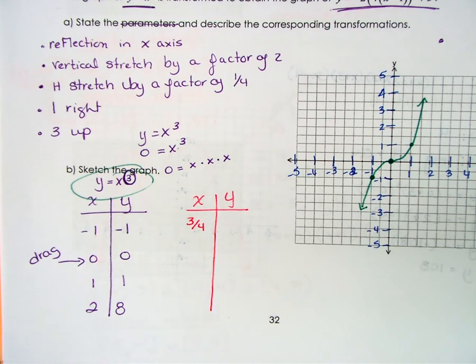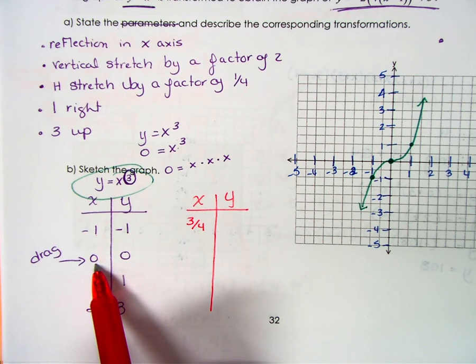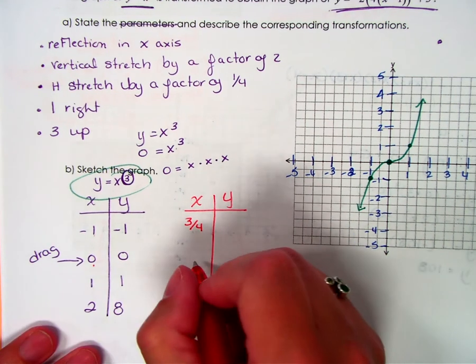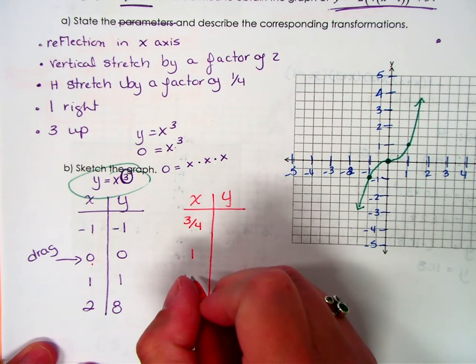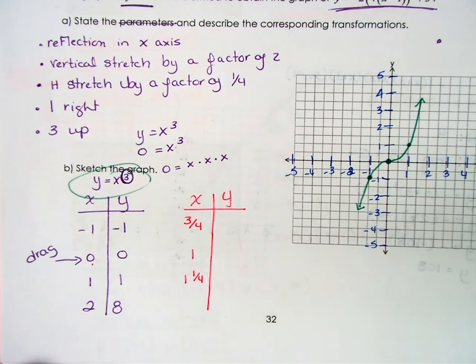3/4. Okay? Math. 0. 1. Okay, good job. I was a little late to the show for that one. 1/4 plus 1 is 5/4, or 1 1/4, whatever makes the most sense to you.